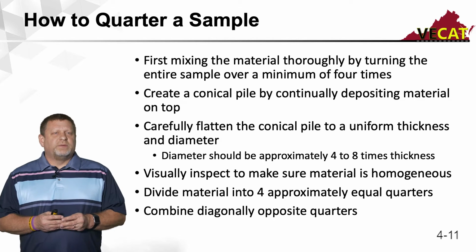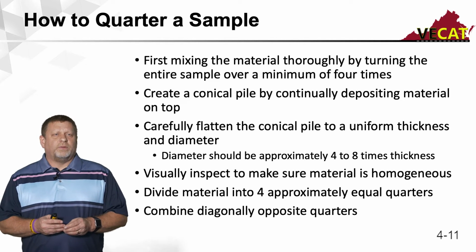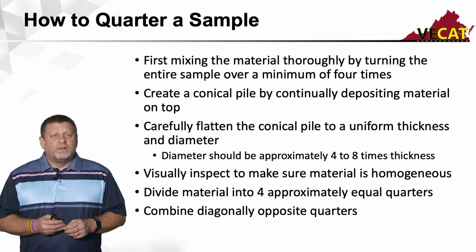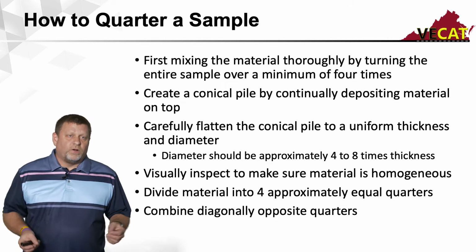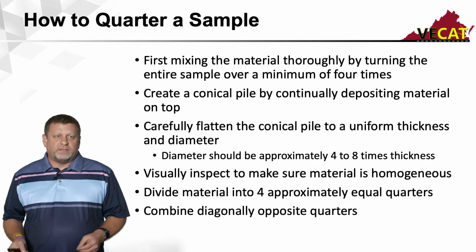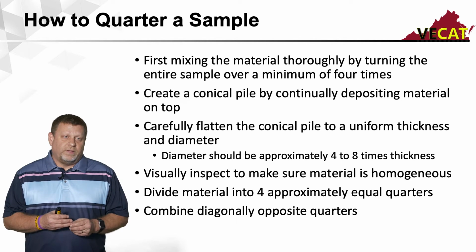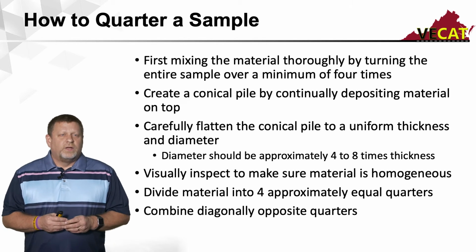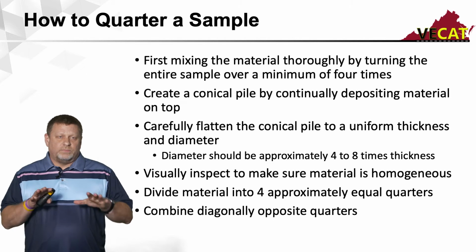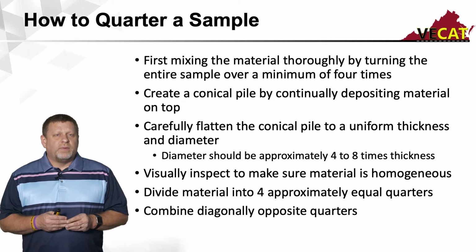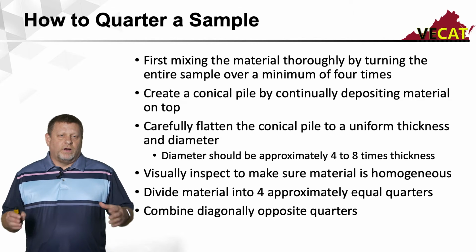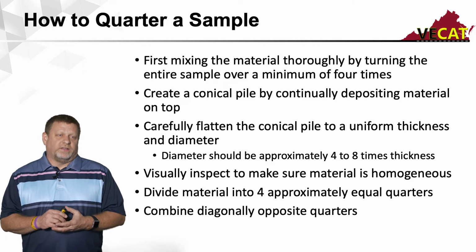So as we stated, first mix the material thoroughly by turning the entire sample over a minimum of 4 times. You want to create a conical pile. You want to do this as you roll the material up and over. You'll see a video on this in just a minute. And you continually deposit, as you create this conical pile, the material back on top of your sample. You want to carefully flatten the conical pile out as best you can on the top, pushing it down. And you want to maintain approximately 4 to 8 times the diameter of your conical pile compared to the thickness.